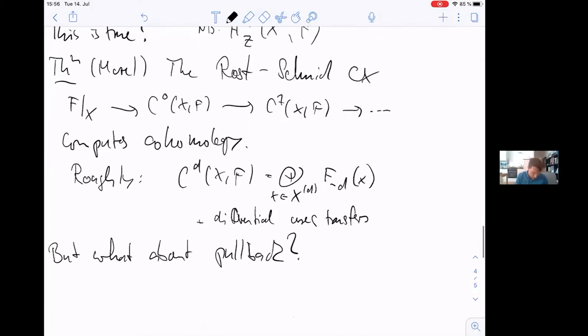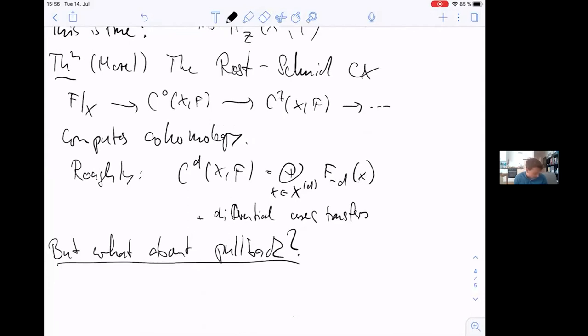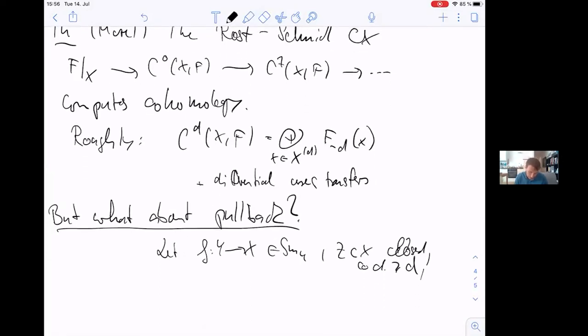Right, so let me amplify this. What do I mean? Let f from Y to X be some morphism of smooth schemes, and let Z contained in X be closed, of codimension greater than or equal to D. And then I have to assume, of course, that the pullback also has codimension greater than or equal to D. This is not automatic.